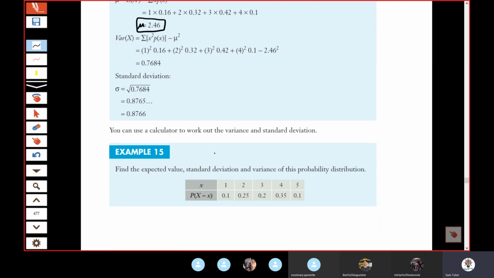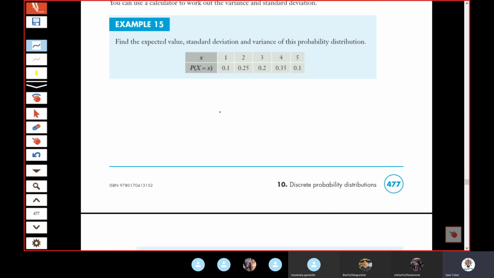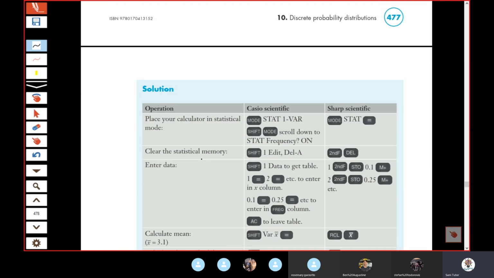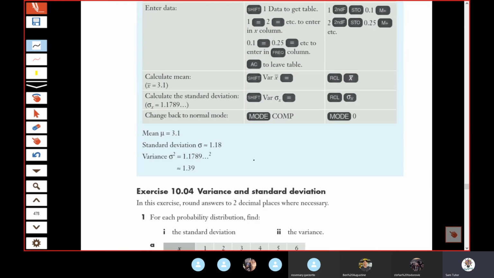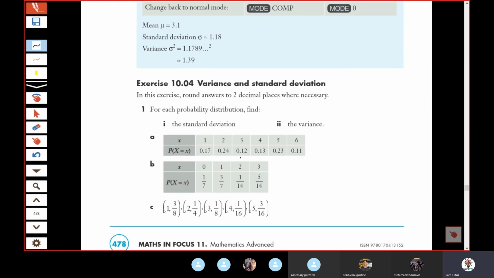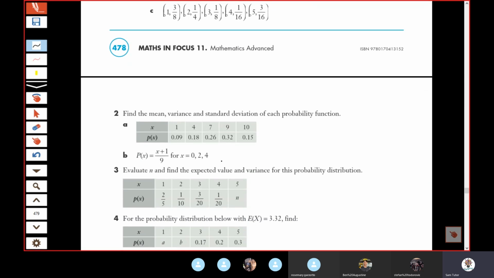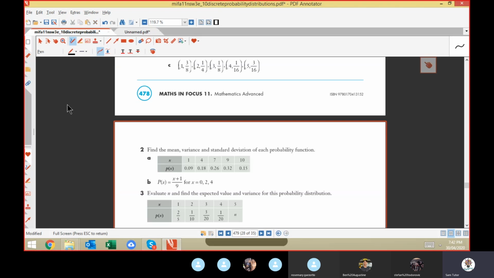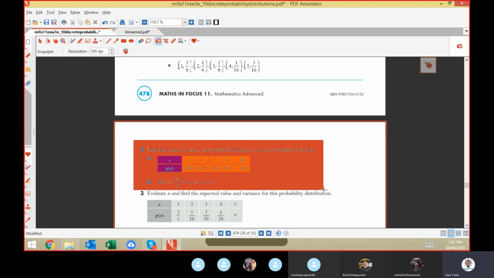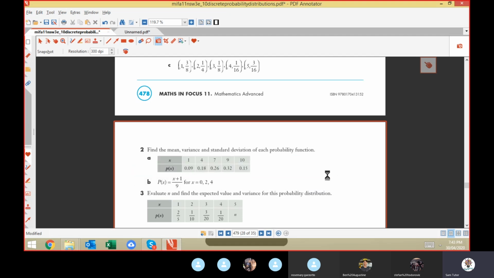Again, it does say you can use a calculator. At the moment, I don't want you guys to use a calculator just yet. I can teach that to you in a minute. It's not a problem. I just need you to know the math. Yeah, I guess let's try this one. Question 2. We'll do A first.